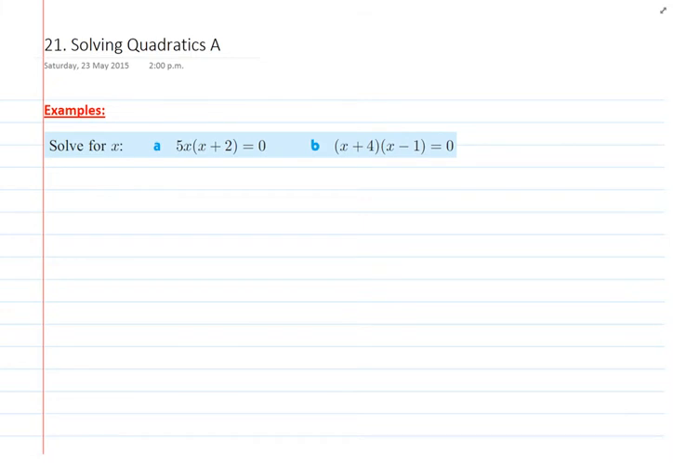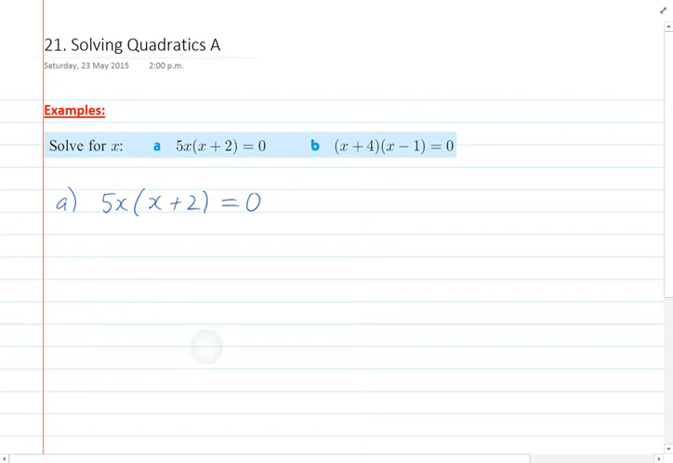So remember from our last video we talked about the null factor, where if you've got two things timesing together to equal 0, that helps give us some information about these equations. And so we're going to look at this with these ones. So question A, let's copy out the equation. 5x times x plus 2 equals 0.